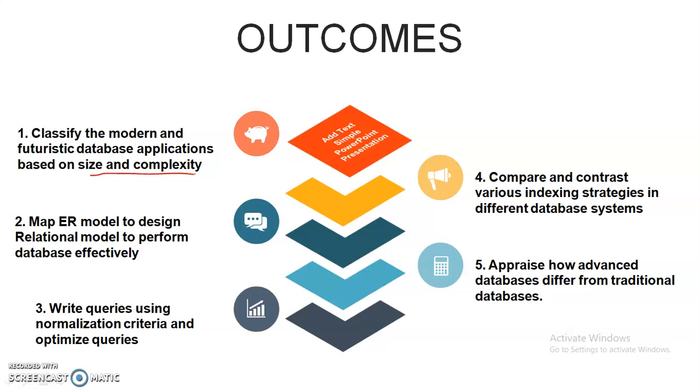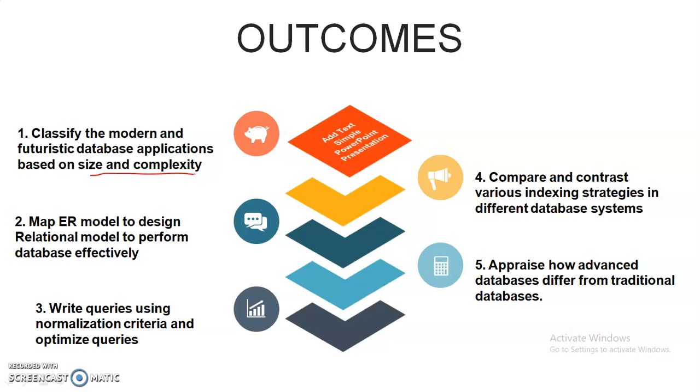The second outcome is mapping, that means drawing an ER model to design a relational model to perform the database effectively. If you are going to create a database, you should definitely design an ER model. After that only can you perform the database. So map the ER model to design a relational model to perform a database effectively. And the third one is to write queries using normalization criteria and optimize queries.